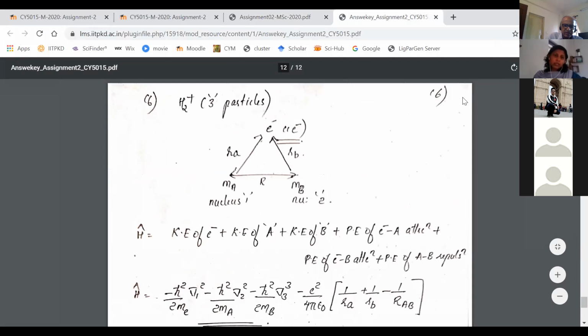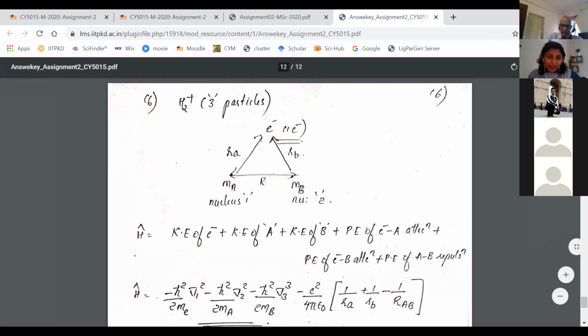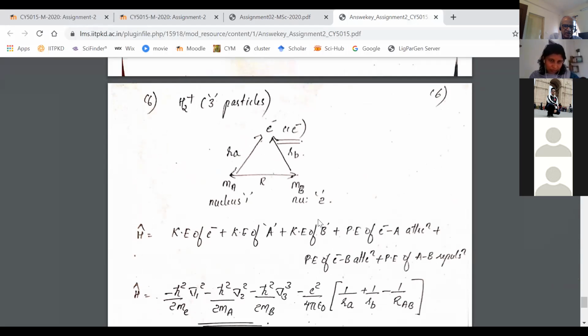See, for example, in the case of this particular question, unfortunately I cannot highlight because it is your screen. Aparna, can you lift it up a little bit because I cannot see the full answer. Okay. Now, if you look at the value of the Hamiltonian, the operator, then you will see that there are kinetic energy terms which are perfectly right, I think, because I cannot see the lower portion.